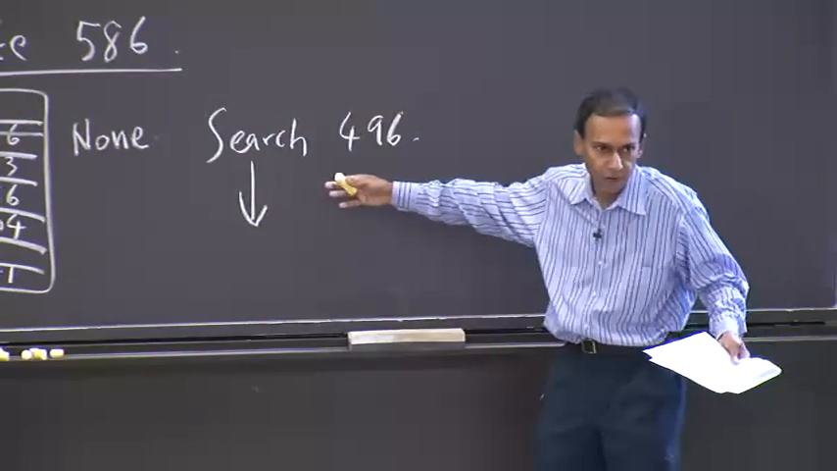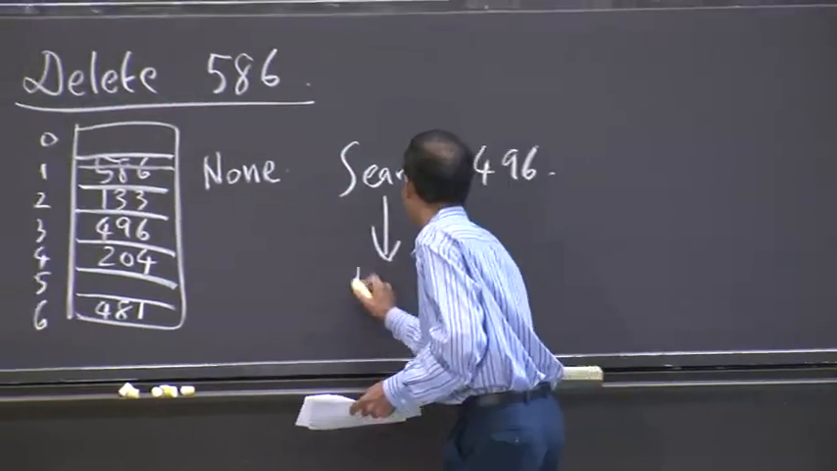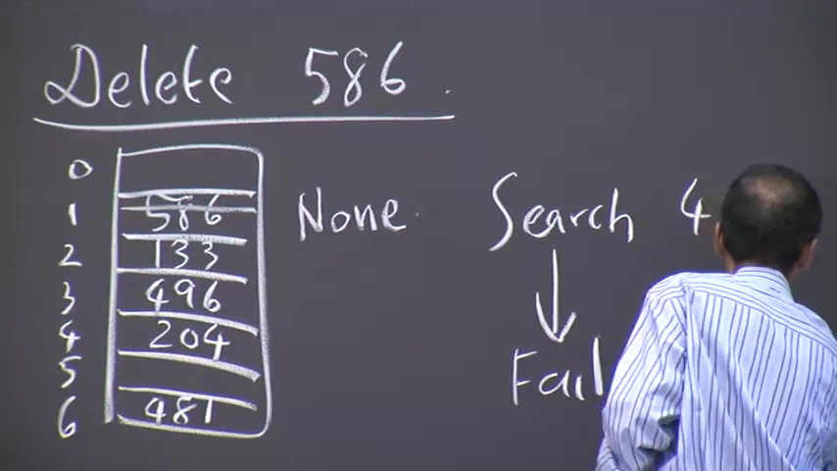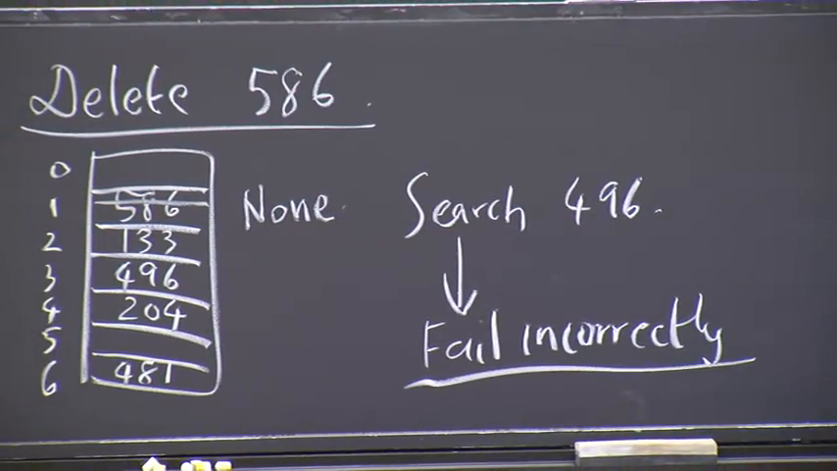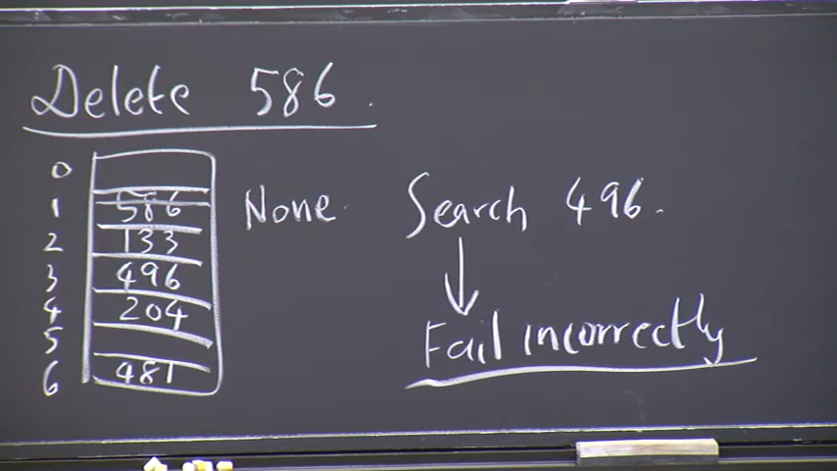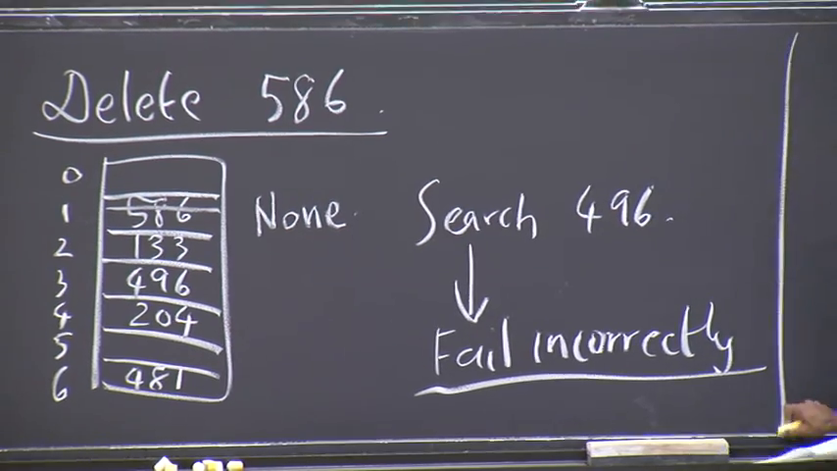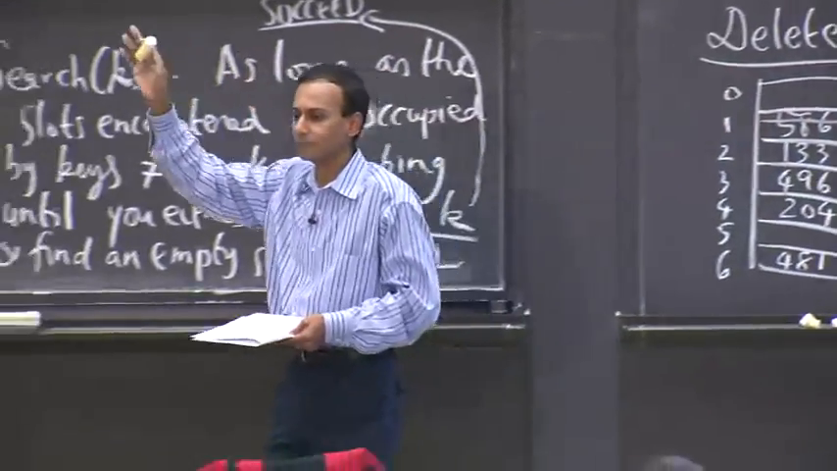So this is obviously wrong, because I just inserted 496 into the table. So this would fail incorrectly. Failure is okay if the key isn't there, but you don't want to fail incorrectly. Everyone buy that? Good. All right, so how do I fix it? Someone else. How do I fix it? Someone who doesn't have a cushion.